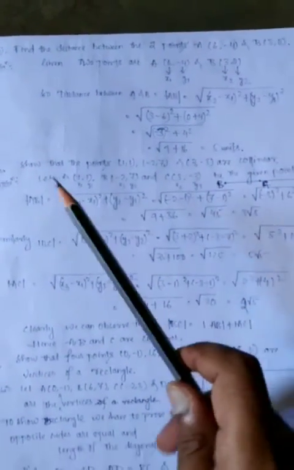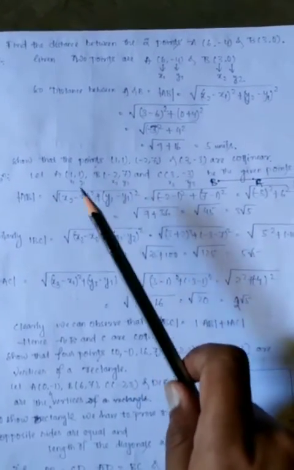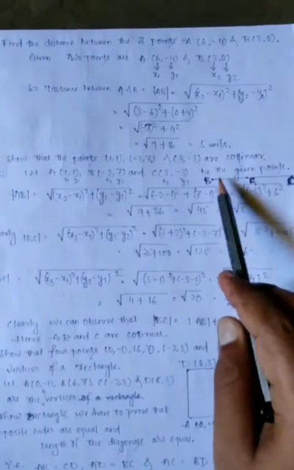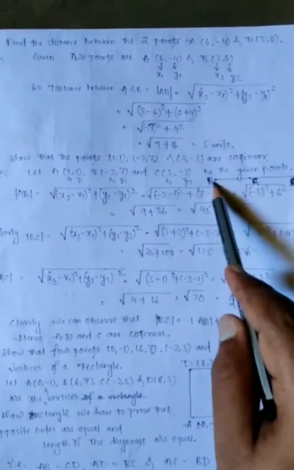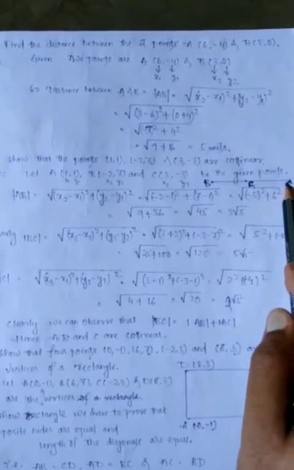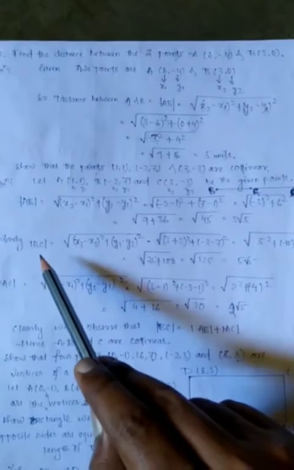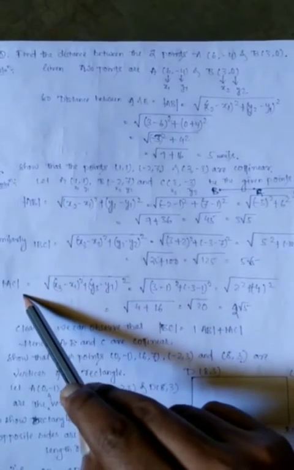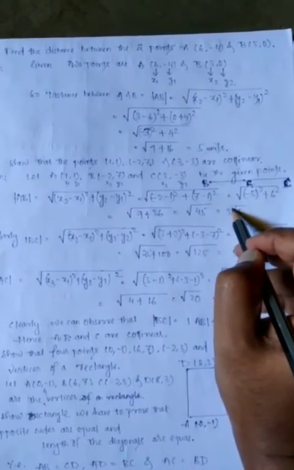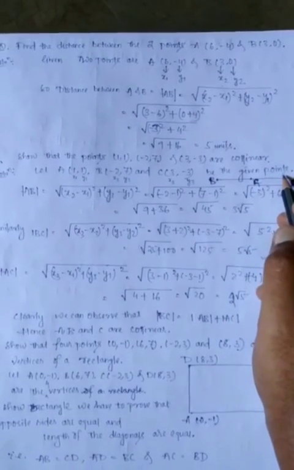Next, to show the points A, B and C are collinear in this question. What we need to do, as I said here, we can represent the length of BA plus the length of BC is equal to the length of AC, then these are collinear. So I have found the length of AB, next the length of BC, and next the length of AC. So here we can see the length of AB plus the length of BC is equal to the length of AC. So these 3 points are collinear. Okay, thank you.